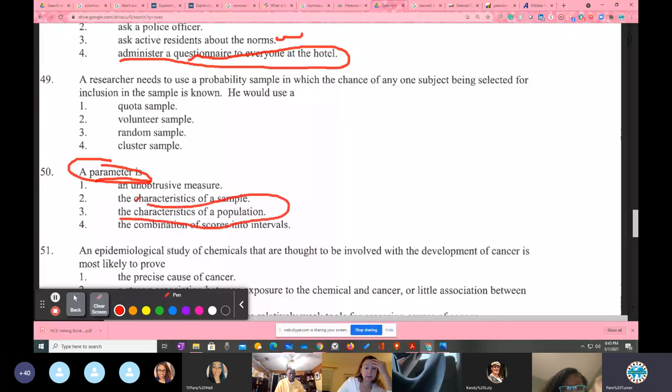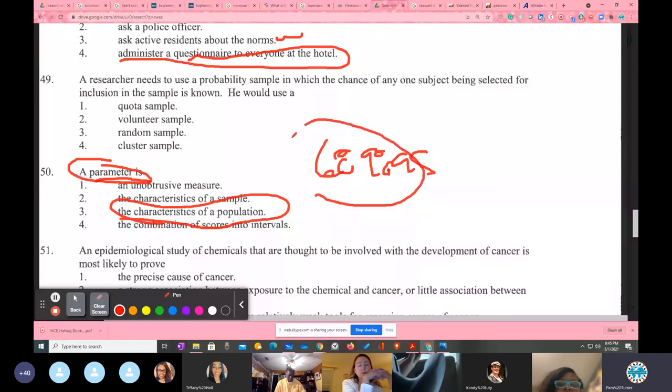Got it. Remember my 68, 95, 99? That's a parametric. Everything is lined up. So the characteristics of the population of the 100 people, we know 68 or 2/3 of them would fit into there. An unobtrusive measure would be, for example, looking at doing a case study, a histogram, history, anything where I'm not in the client's face. Okay. If I can observe through a two-way mirror, that's unobtrusive.